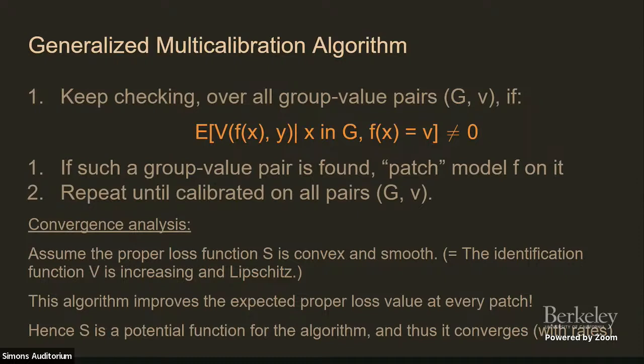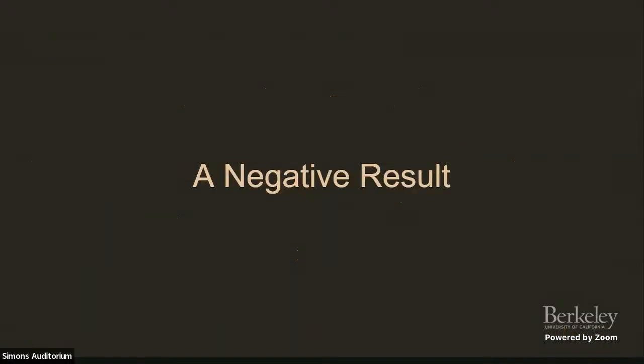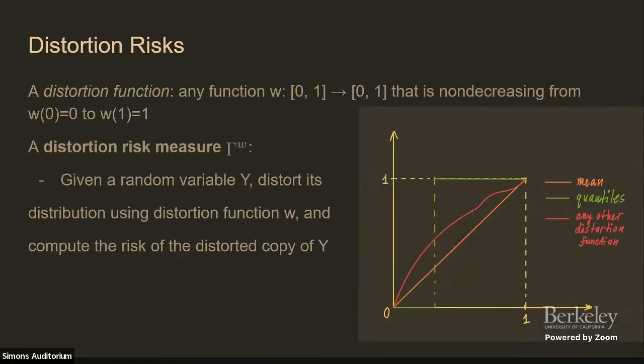For means, it was the squared loss that was lurking behind this algorithm. That was the potential function. For quantiles, it's going to be some sort of pinball loss, and so on and so forth. Okay, so a negative result. I'm not going to define this very wide class of risks other than showing a picture that I drew. This is my neat handwriting. I'm not going to say anything else about this class other than perhaps the following.